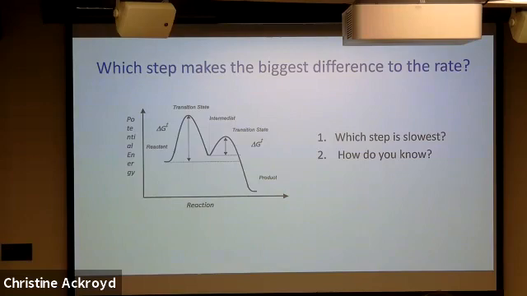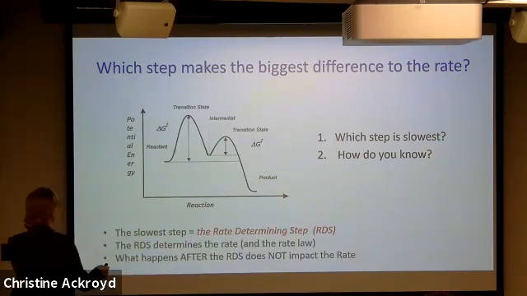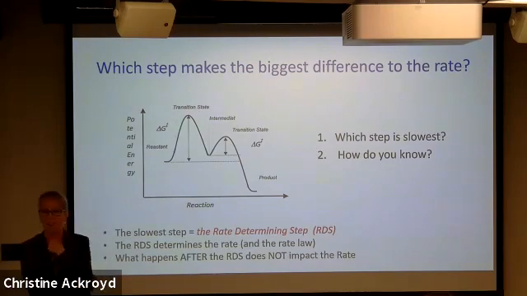Tallest one. Yeah, the highest peak. Okay, so this slow step, the one that has the highest peak in the potential energy diagram, we call that the rate determining step. Why do we call it that? Because it's the one that controls the rate the most, right? So we call it the rate determining step.